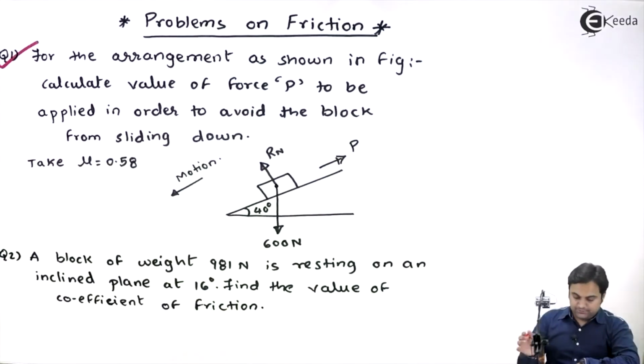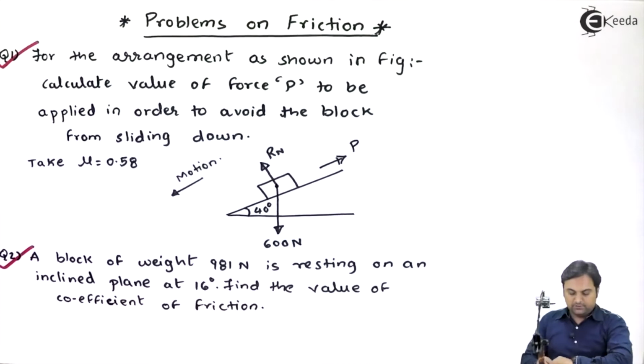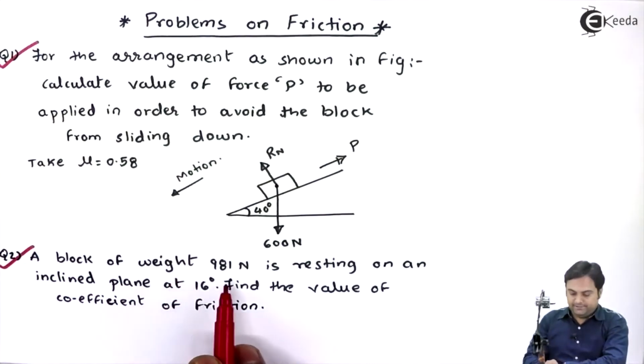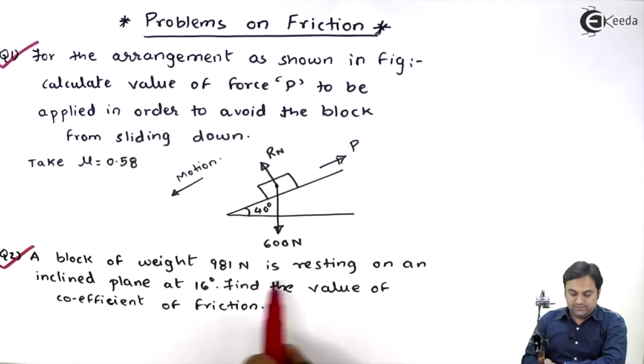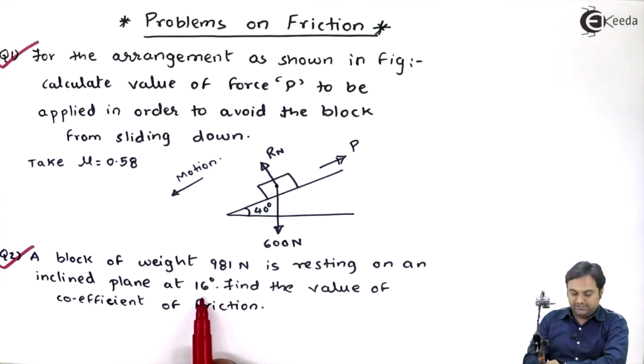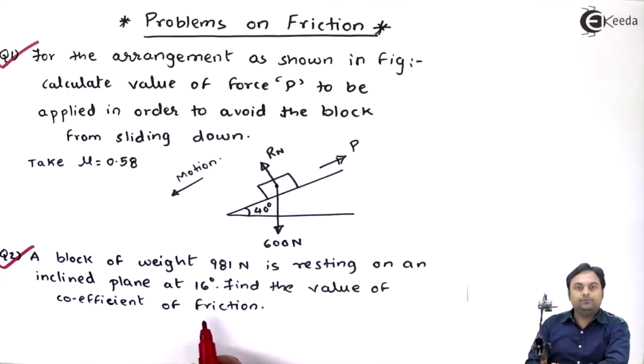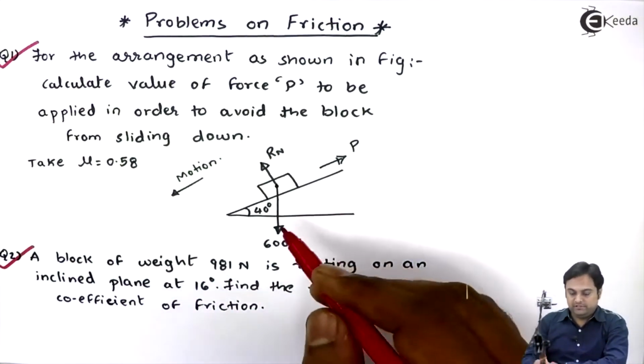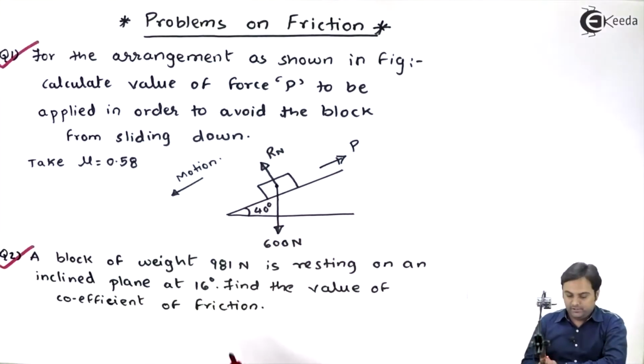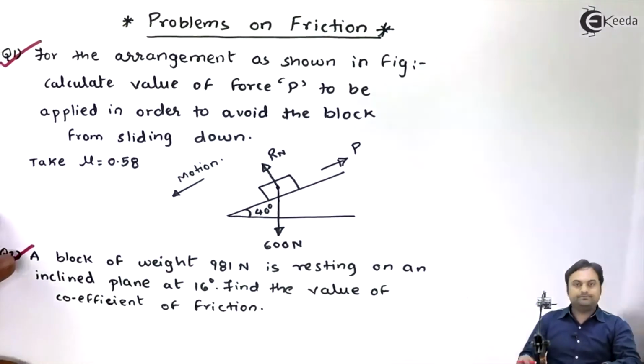Take question number 2. A block of weight 981 Newton is resting on an inclined plane at 16 degree. Find the value of coefficient of friction. If we look at this problem, here the diagram is not given like it was given in question number 1, but some hint is provided with the help of which we can draw the diagram. So let us start with this problem.